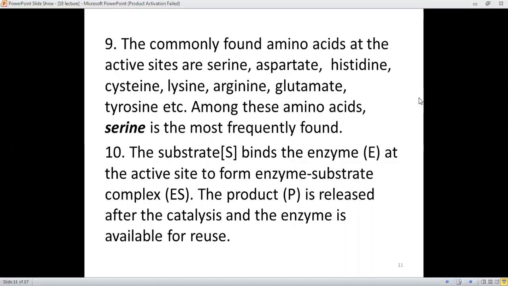And the substrate binds with the enzyme at the active site to form the enzyme-substrate (ES) complex, and then the product is released after the catalysis, and again the enzyme is available for reuse. Reuse means enzyme molecules are again available, and at their active site they will accommodate substrate molecules.